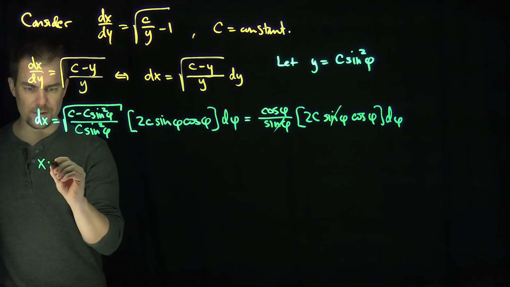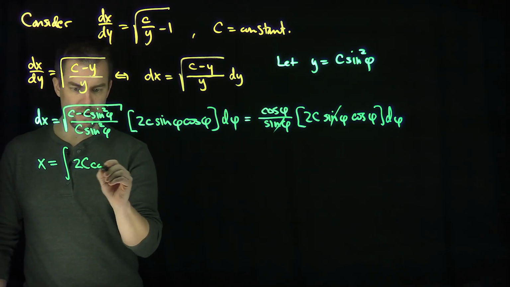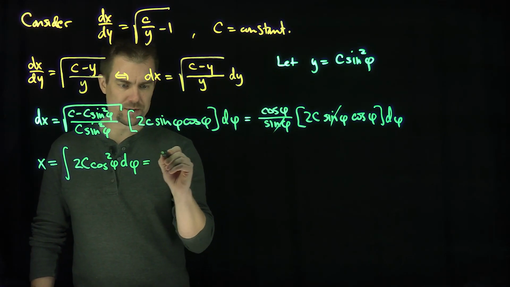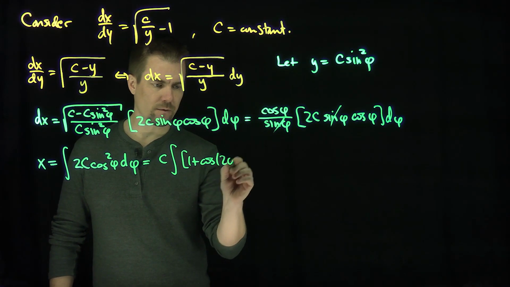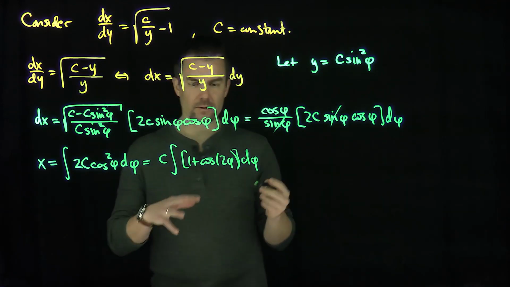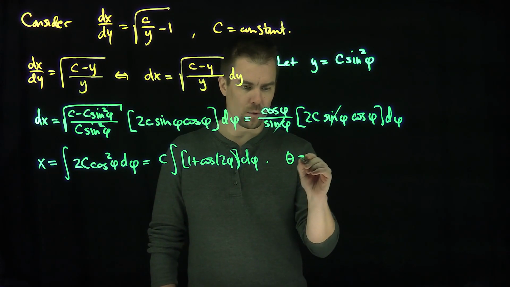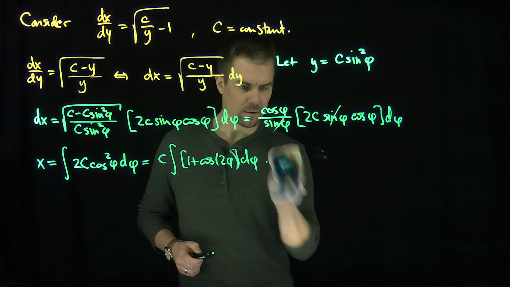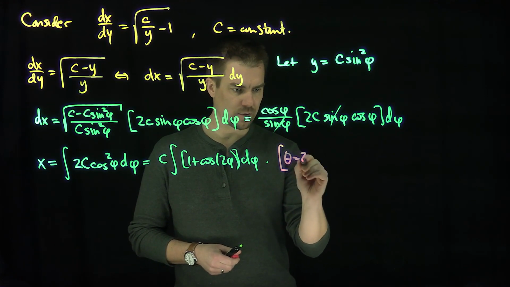So x is going to be an antiderivative of 2c cosine squared of phi d phi. Of course, we can already use the power reduction formula to write this as c times the integral of 1 plus the cosine of 2 phi d phi. And now one final twist: to make my formula at the end of the day look nice, I'm going to let theta be equal to 2 phi.